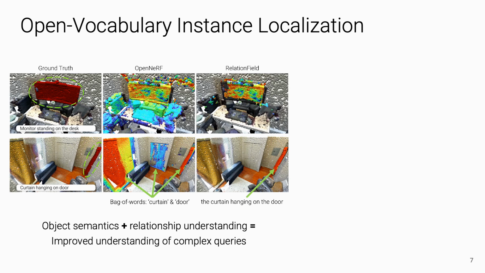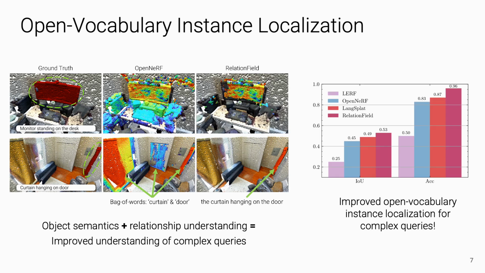In the next example, there are two curtains, one hanging on the door and another in front of the windows. When queried with the curtain hanging on the door, OpenNeRF incorrectly highlights both curtains and additionally the closet doors in the scene. In contrast, RelationField, which explicitly models the relationships between objects, correctly disregards these incorrect predictions and accurately localizes only the curtain hanging on the door. This improved localization capability is also supported quantitatively, with RelationField outperforming comparable NeRF and 3DGS-based methods such as LERF, OpenNeRF, and LangSplat in open vocabulary localization performance.